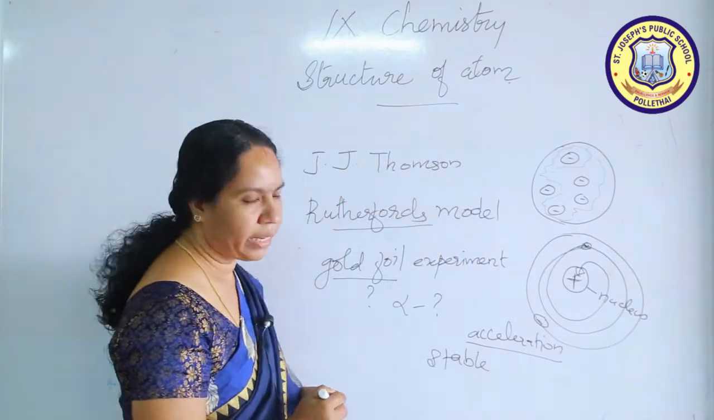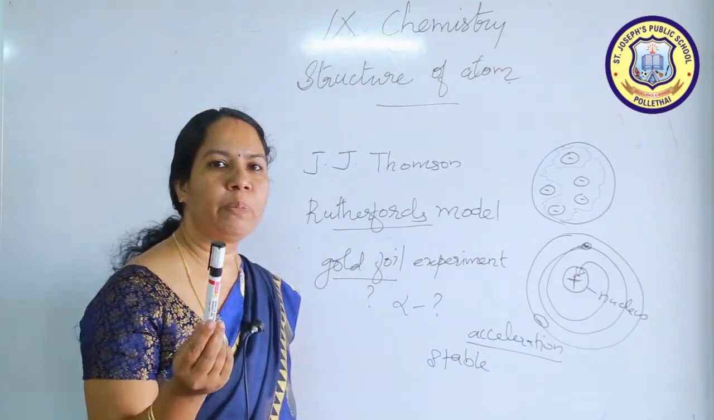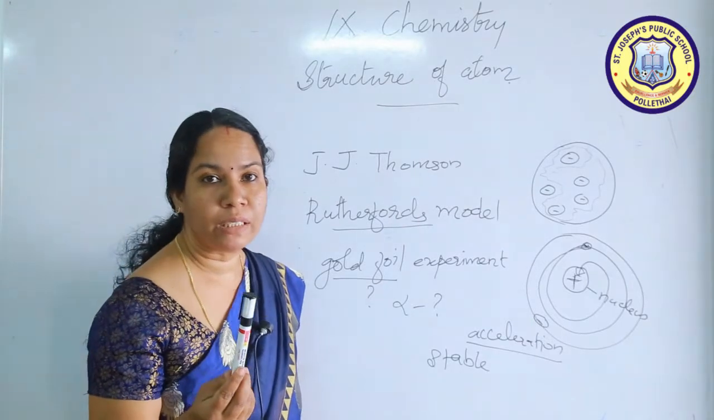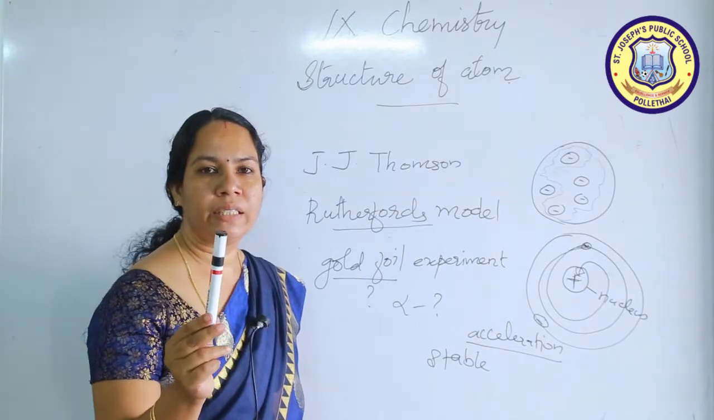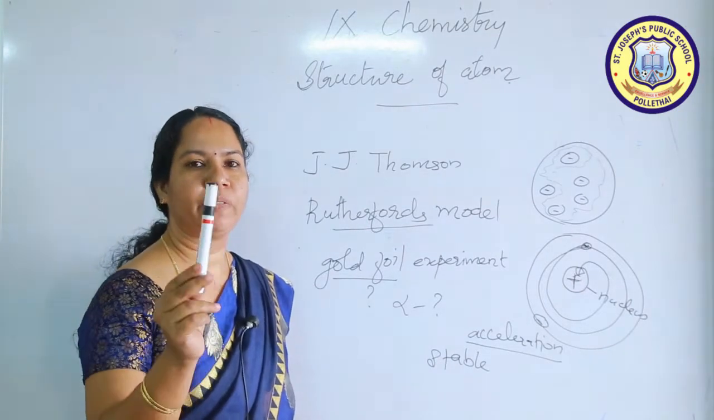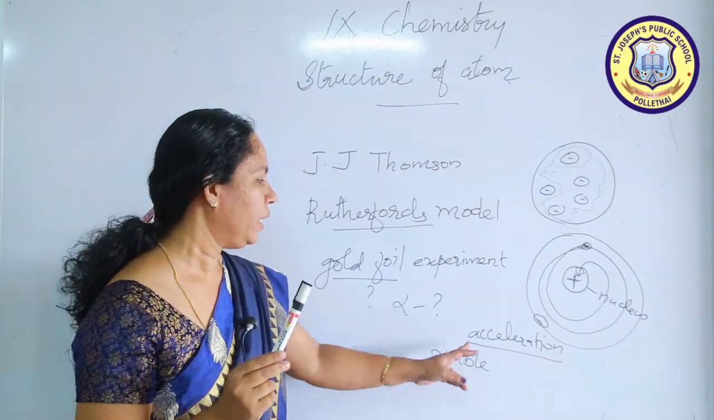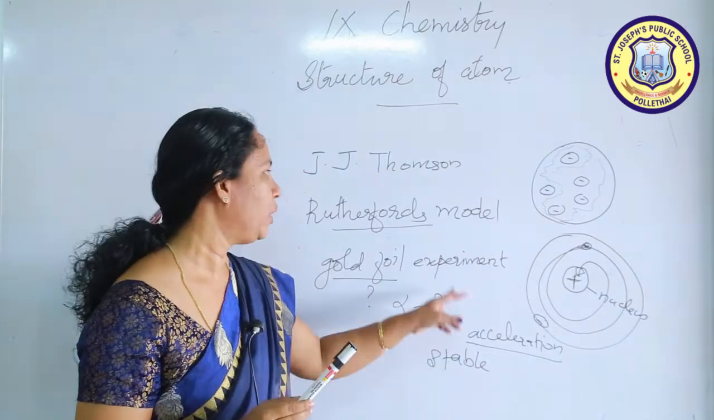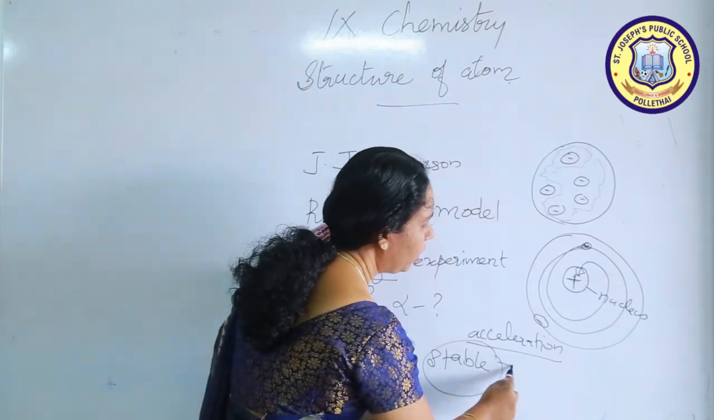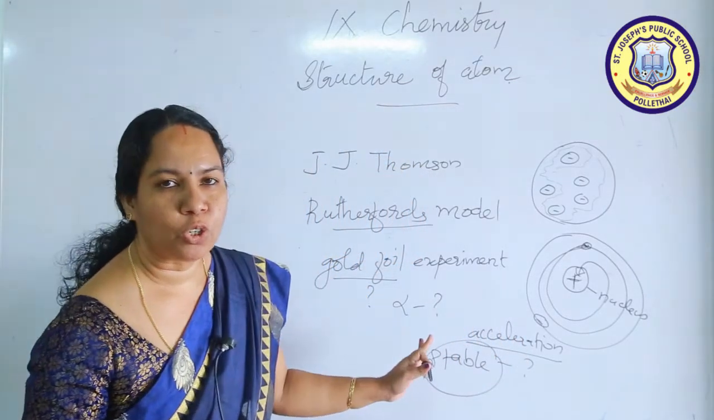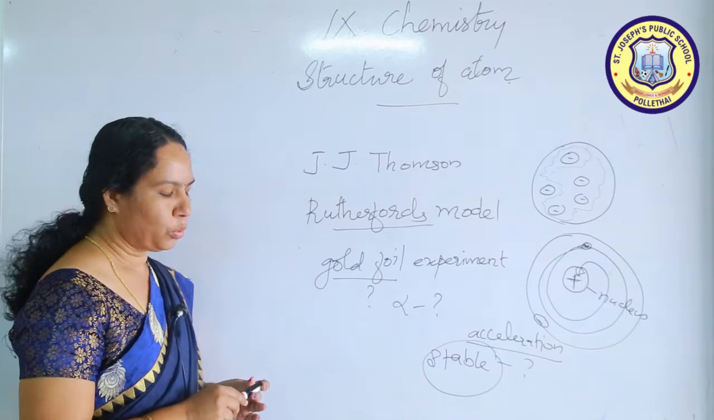See, I am having a pen. This pen is made up of atoms. Everything in the universe is made up of atoms, and atoms are stable. The atoms present in this solid substance are stable. That is why it exists in this state. But Rutherford could not explain the stability of atom. That was the drawback of Rutherford.